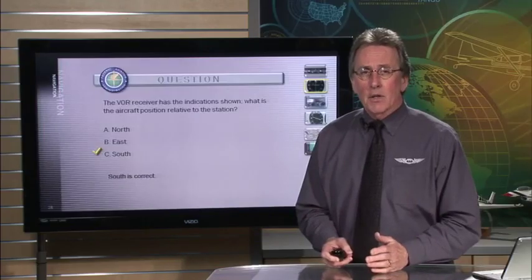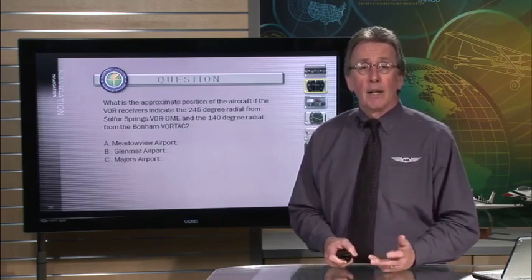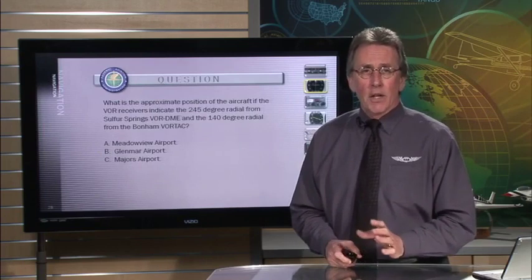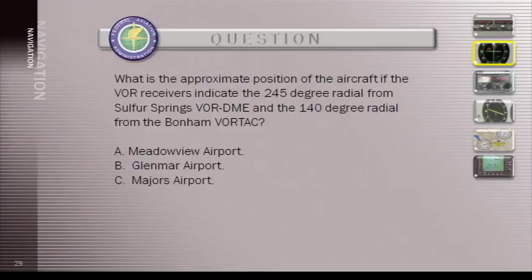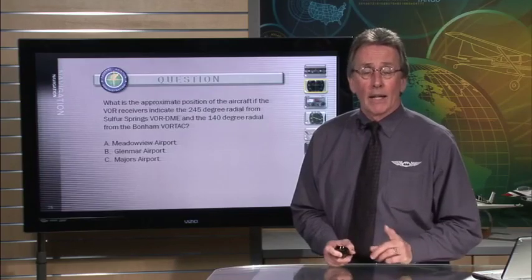In some instances, you may be asked to identify your position from 2 separate VORs. To do this, you simply perform a cross-check. Let's do another FAA test question. What is the approximate position of the aircraft if the VOR receivers indicate the 245-degree radial from Sulphur Springs VOR-DME, and the 140-degree radial from the Bonham VORTAC? It's one A, B, or C, one correct answer.